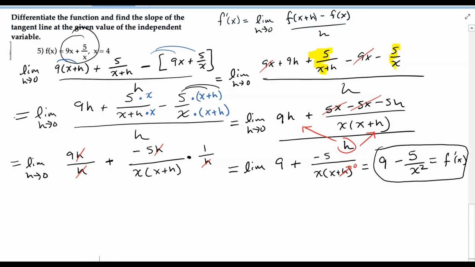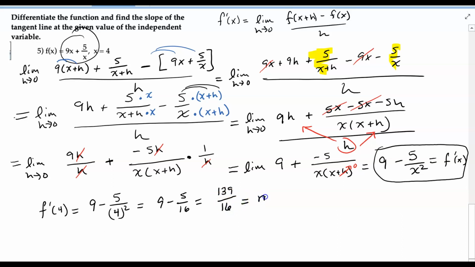All right, but let's see here. We've got that. Now we're going to find f prime of 4. So all we do is plug in 4 in there. 9 minus 5 over 4 squared, and that's probably the hardest part of this whole problem, I think. 9 minus 5 over 16. I'll leave you to your devices. You can use a calculator, you know. Simplifying it for you really quickly, 139 over 16.